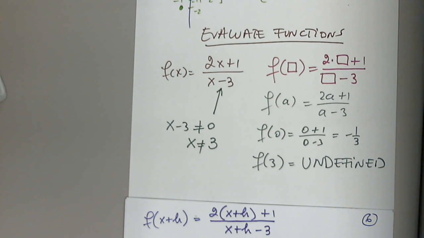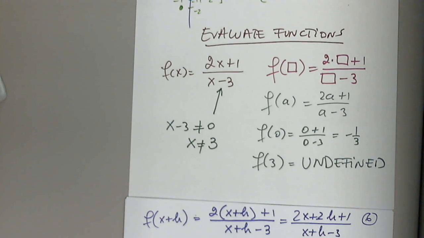Exactly. I just did exactly what I did with all these. But this time, my whatever is x plus h. So this is my whatever, and this is my whatever. Whatever, whatever, whatever. I can't simplify in any way, shape, or form, but I can just remove parentheses. 2x plus 2h plus 1 over x plus h minus 3. Very important to understand how to evaluate a function. And you'll see what happens in the next section, which is section 2.2.